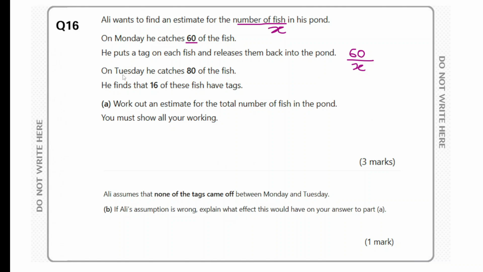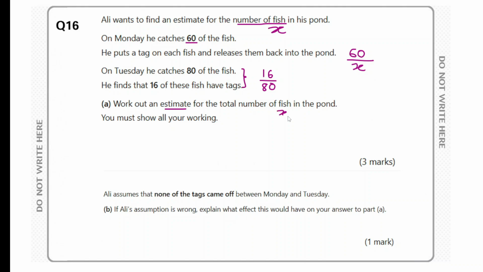On Tuesday, he catches 80 of the fish. He finds that 16 of these fish have tags. So from the second sample, I can see 16 out of 80 have tags. Work out an estimate for the total number of fish, which is X, in the pond.